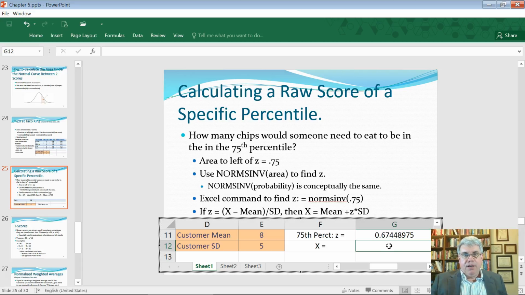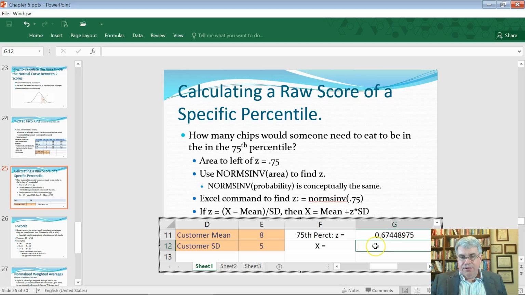Now, we need to find the raw score, the number of chips that corresponds to. Now remember that the defining equation of z is the raw score, the number of chips, minus the mean, the average number of chips, that difference divided by the standard deviation of the number of chips people have. So if we do some algebra there, that means that the raw score is going to equal the average number plus z times the standard deviation.